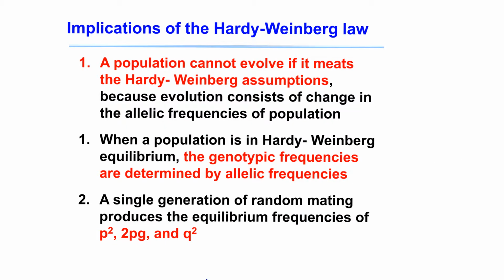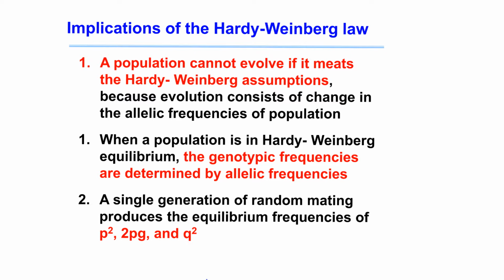So what are the implications of the Hardy-Weinberg law? Firstly, if the population is in Hardy-Weinberg equilibrium, allelic frequencies do not change and genotypic frequencies stabilize after one generation. The implication of this is that the population cannot evolve if it meets the Hardy-Weinberg assumptions. Why? Because evolution needs change, needs variability. It needs change in the allelic frequencies in the population so that there is a base for selection. So a population which is in Hardy-Weinberg equilibrium cannot evolve.